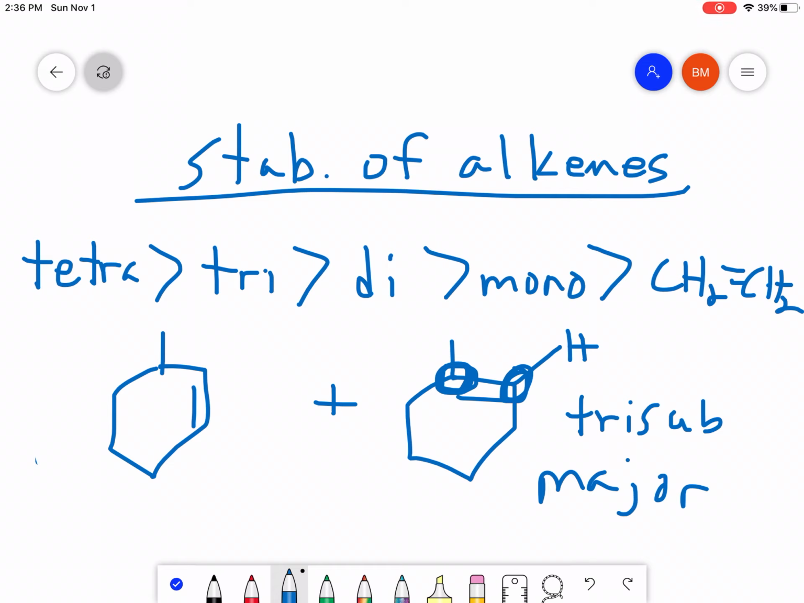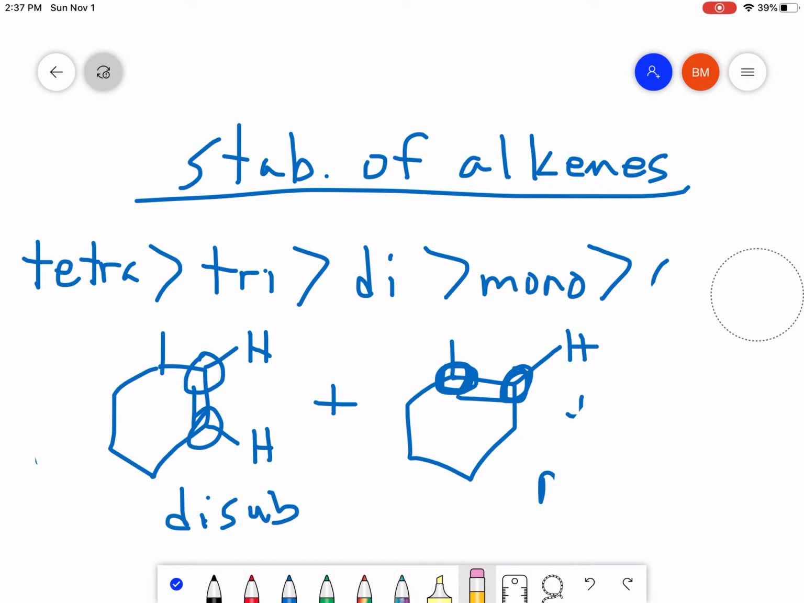Excuse me. If you look over here at these 2 carbons, if you look at them closely, each one of them is going to have an H. So that means this one's going to be di-substituted. And as we've learned, tri-substituted is more stable than di-substituted. That means it's a lot easier to form. And that means it is the major product in that reaction.